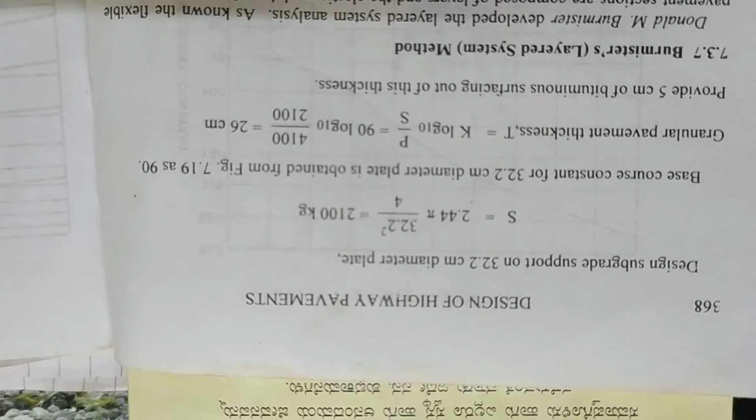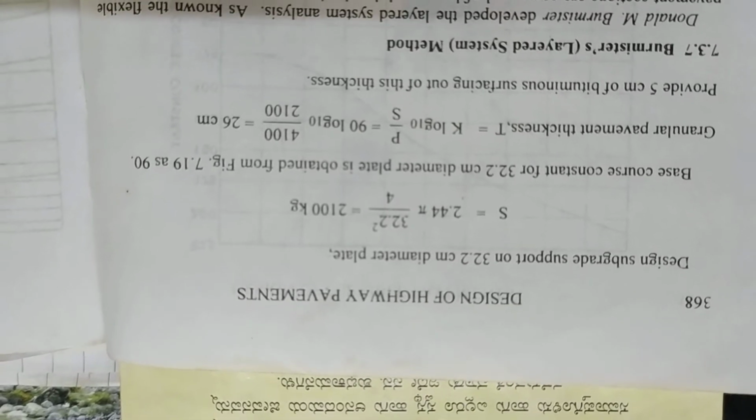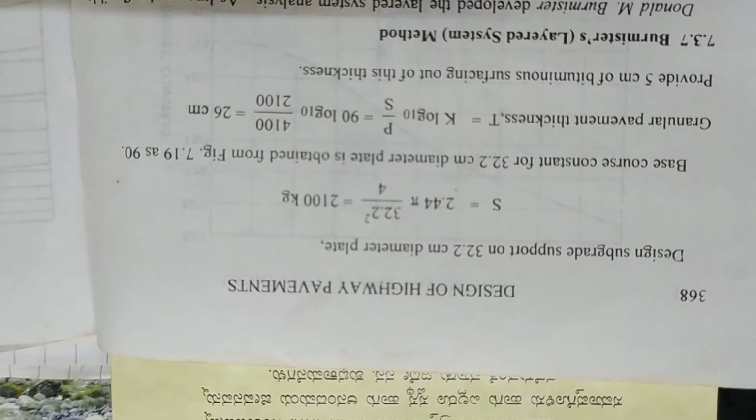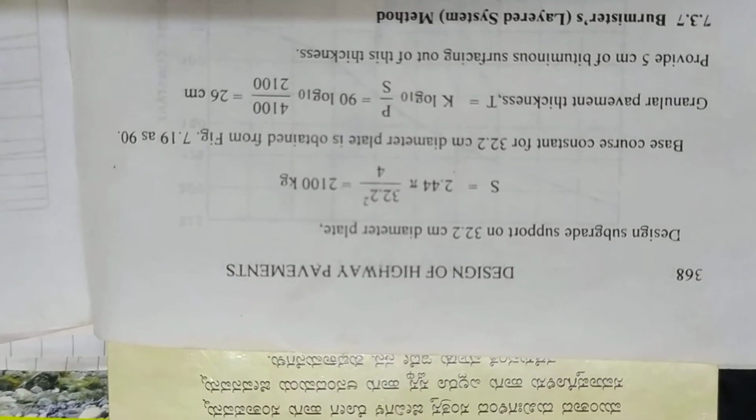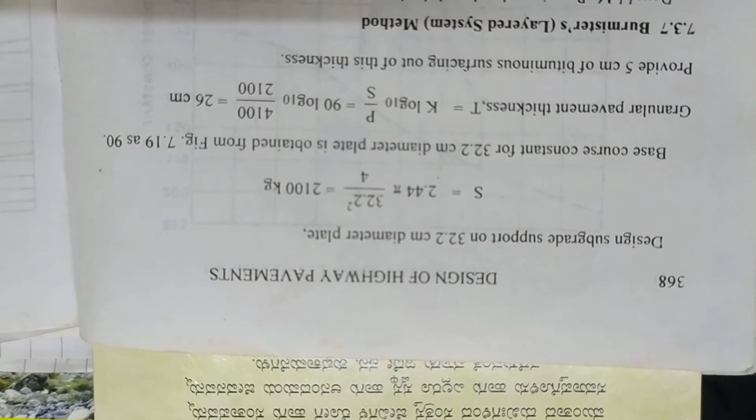the design subgrade support for the 32.2 cm diameter plate, which is obtained from that graph, 7.20. Therefore S equals 2.44, that is the yield pressure, into pi into d square, where d is the diameter of the plate, 32.2, squared, divided by 4. So we get 2100 kg.